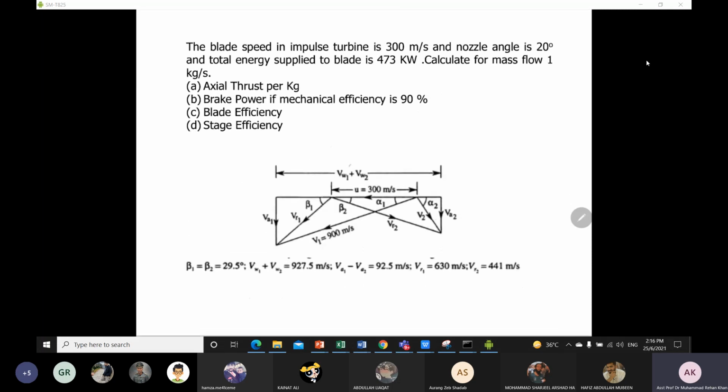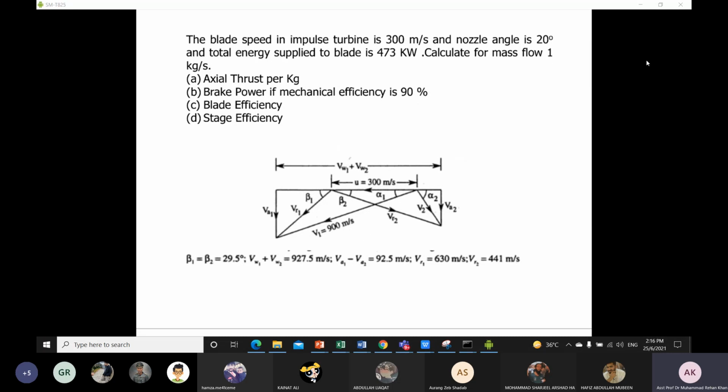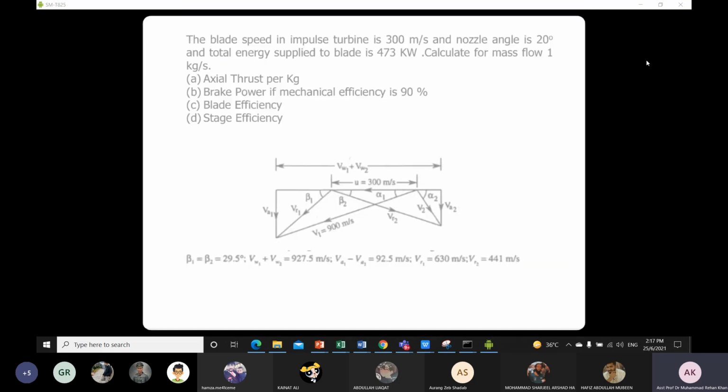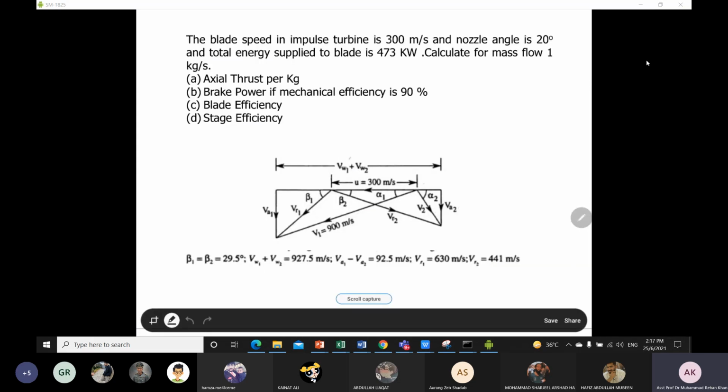Okay, so coming towards the next question. It is also very simple. Here it is mentioned that the blade speed in the impulse turbine is 300 meter per second, so U is given in the question. Nozzle angle is 20 degree, alpha is given. Total energy supplied to the blade is 473 kilowatt. I will tell you how to use this data when we are going to solve the problem.